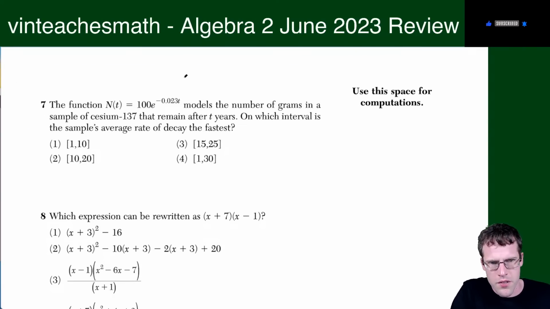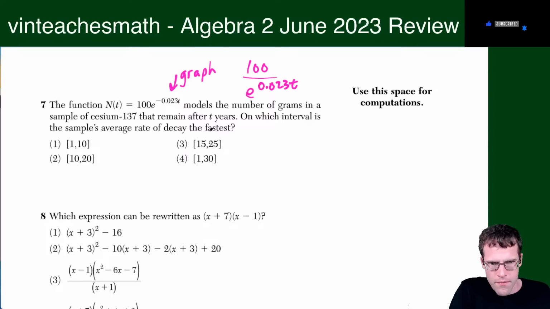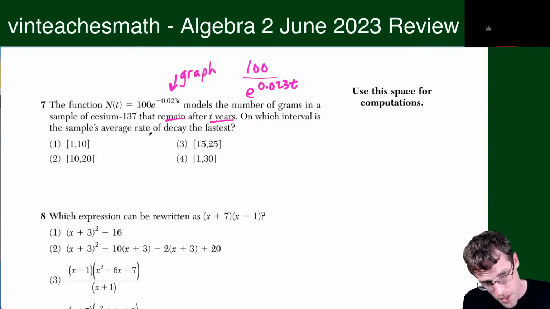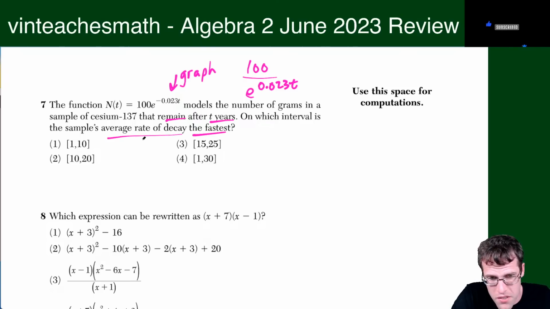So this one here, I would just graph. But if you're savvy with this, you might recognize that this is like 100 over e to the 0.023t. So this would be exponential decay. I think they even tell you here, the sample function models the number of grams in a sample that remain after t years. On which interval is the sample's average rate of decay the fastest? So when is it decreasing the fastest?